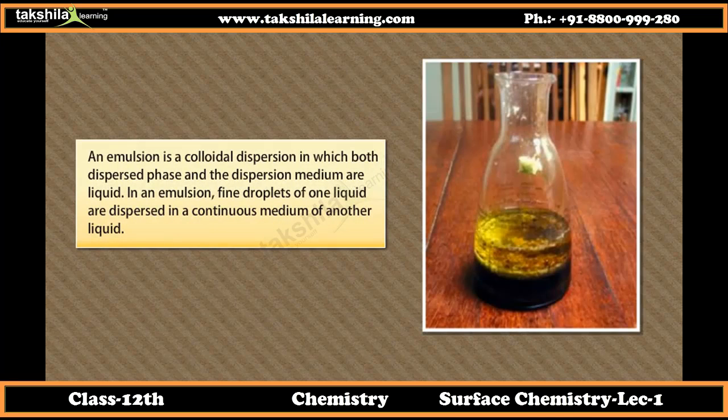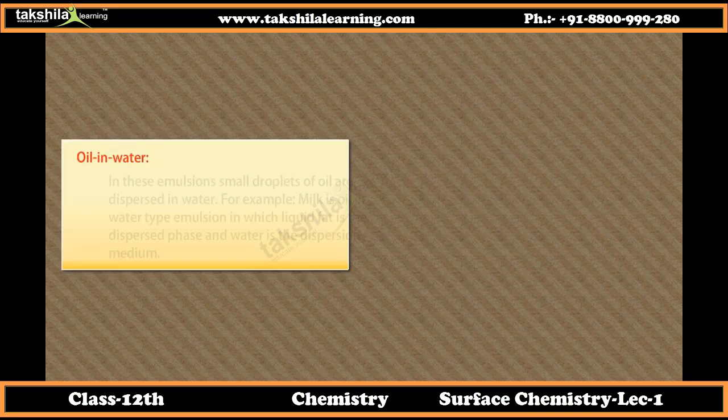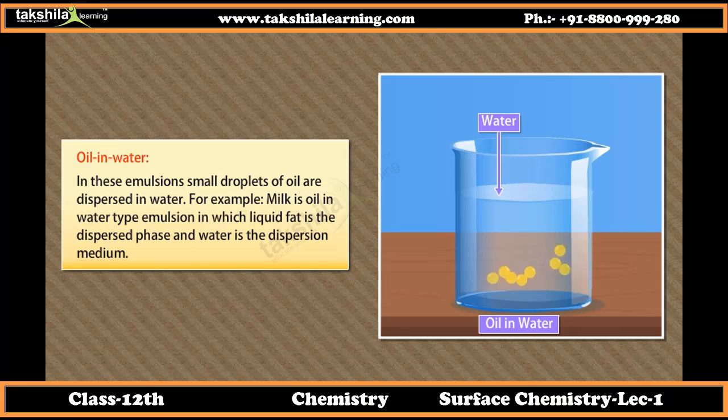An emulsion is a colloidal dispersion in which both the dispersed phase and the dispersion medium are liquid. In an emulsion, fine droplets of one liquid are dispersed in a continuous medium of another liquid. Emulsions are of two types: oil in water and water in oil. Oil in water: in these emulsions, some droplets of oil are dispersed in water.